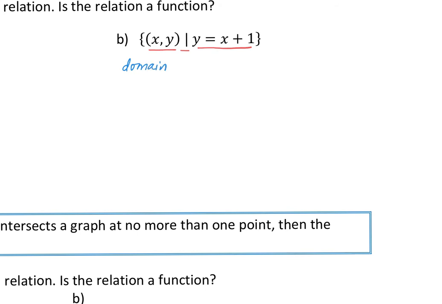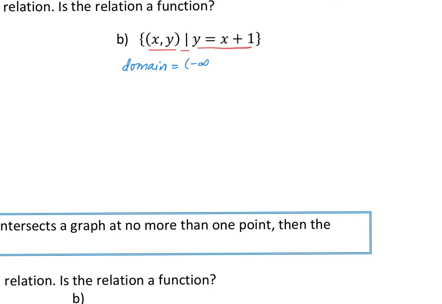The domain. What we're going to do is look at the equation and ask ourselves, do I have a problem with any of the x values? Usually if x is in the denominator of a fraction, denominators can't be equal to 0. Or if x is underneath a square root, it can't be negative. In this case, when we look at our x, we can put in any real number. So our domain is going to be all real numbers.